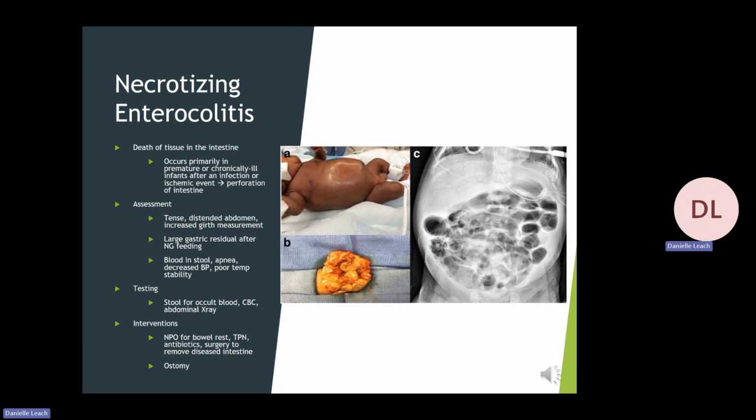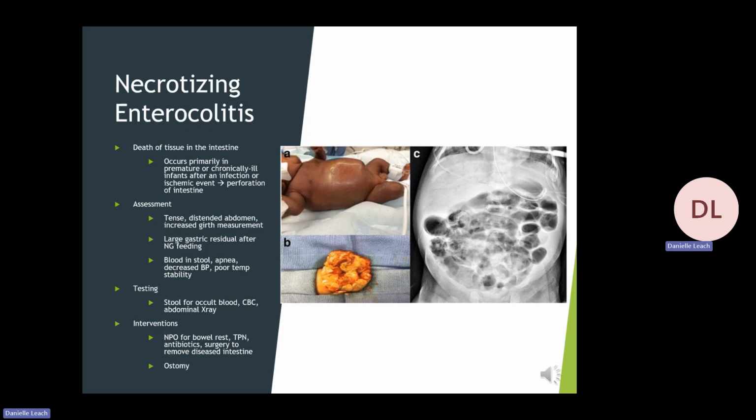Necrotizing enterocolitis, or NEC for short, is the death of tissue in the intestine. It occurs most often in premature or chronically ill infants. So sometimes this may happen after an infection or an ischemic event that the baby has. What we worry about most is the intestine perforating and basically spilling the contents into the baby's abdomen.